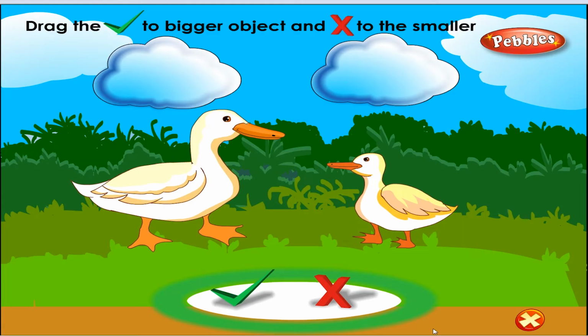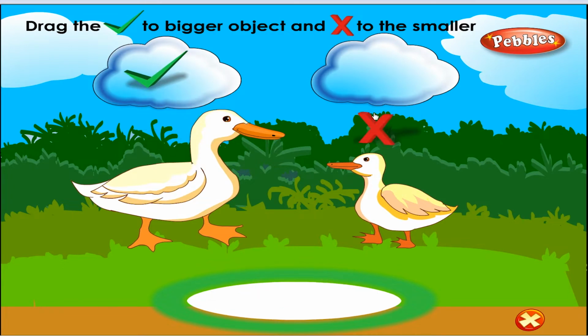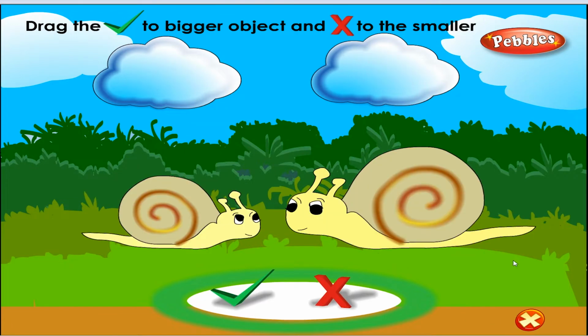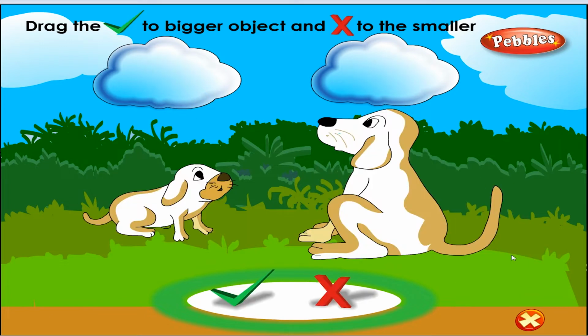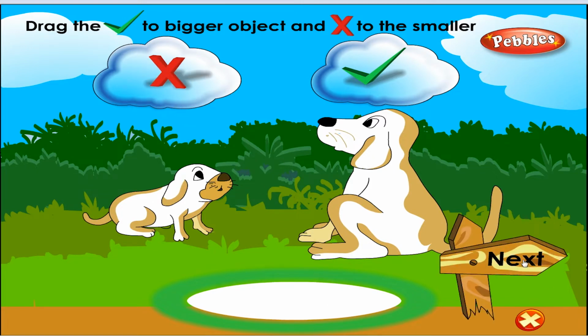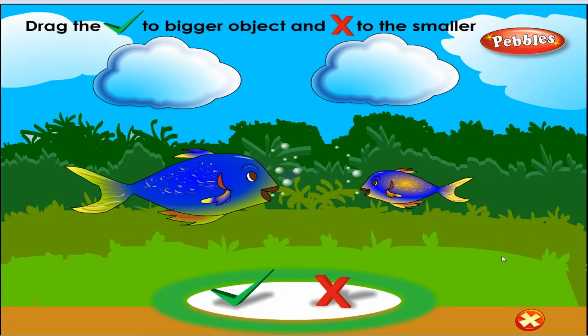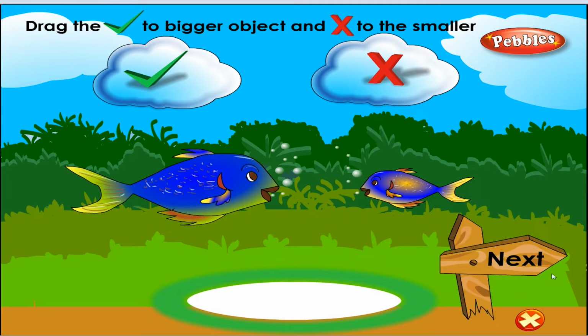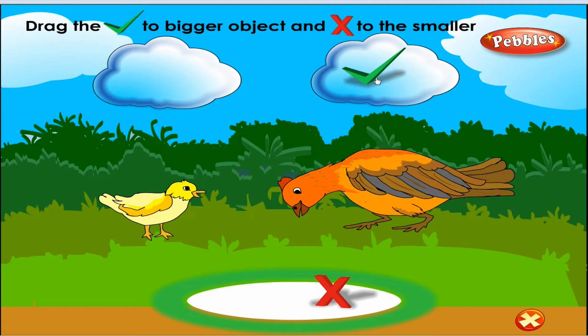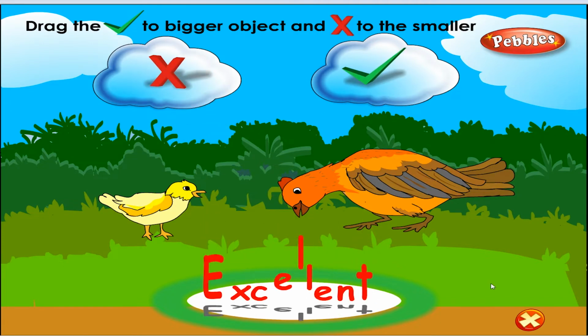Drag the right symbol to the bigger object and the wrong symbol to the smaller object. Excellent.